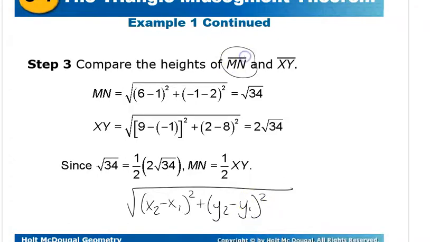So MN, we plug that in first. We get square root of 34. XY, we plug that in, and we got 2 square root of 34. So if you look at it, XY is twice the size of MN, which would indeed show that MN is half of XY.